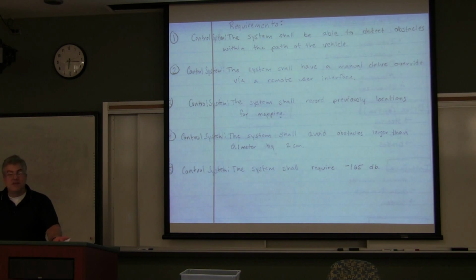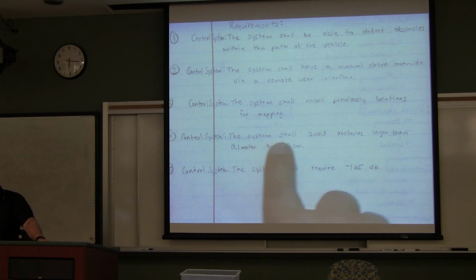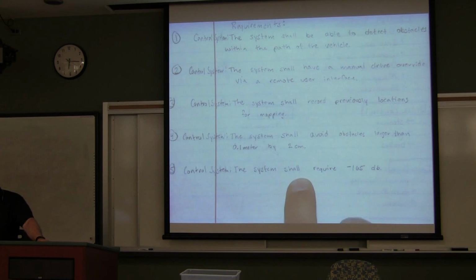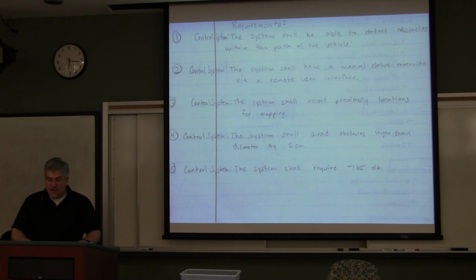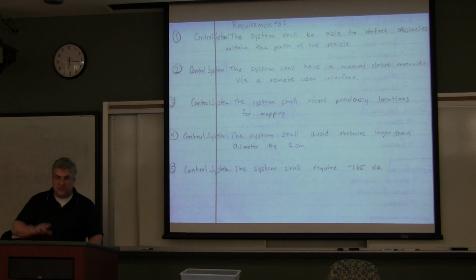So this is an example of how you would write some requirements. Again, requirements words: the system shall. You could have said the control system or the control shall. So this will be something that you will definitely be tested on. I'm glad you learned it. Thank you very much. This is it.